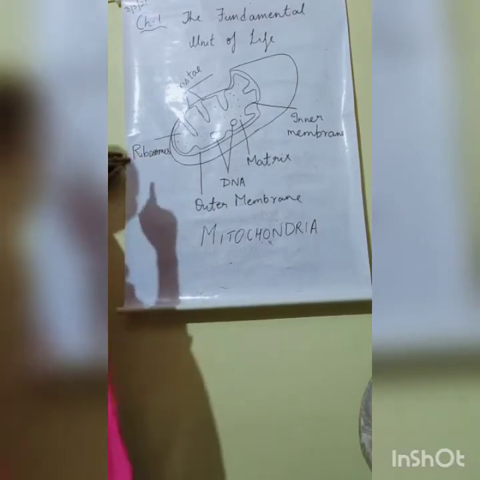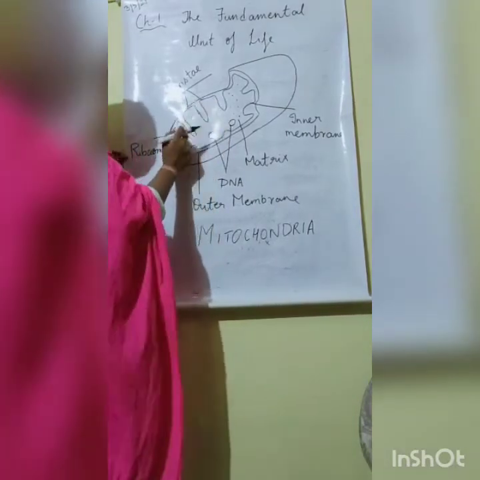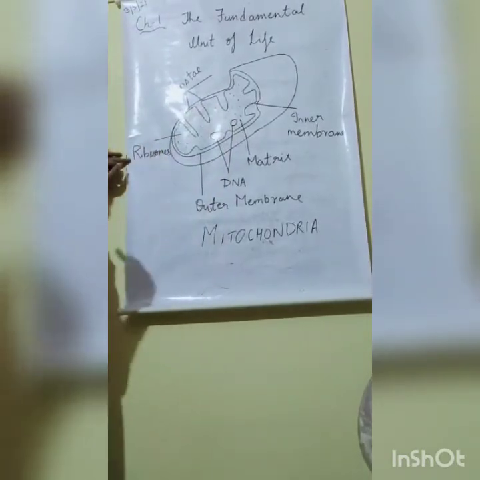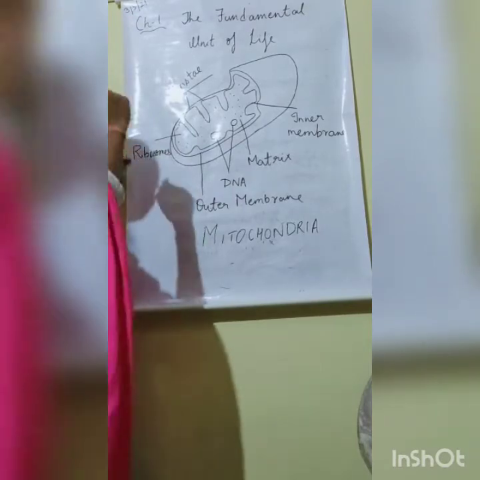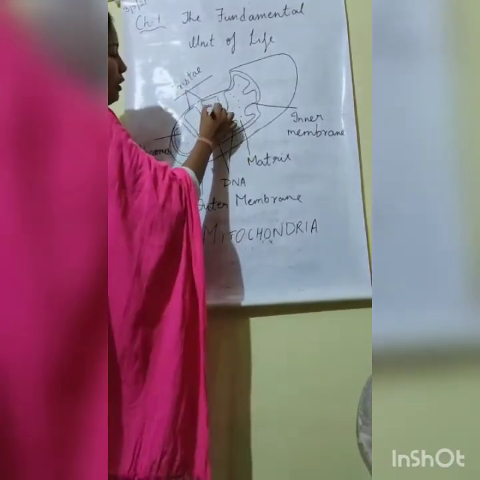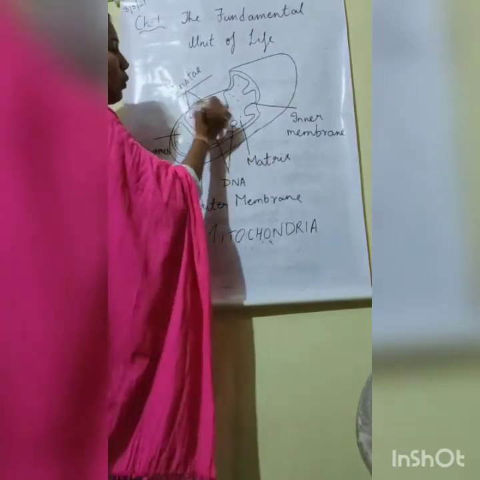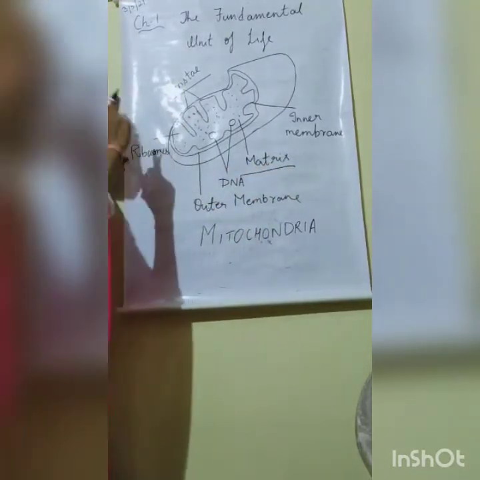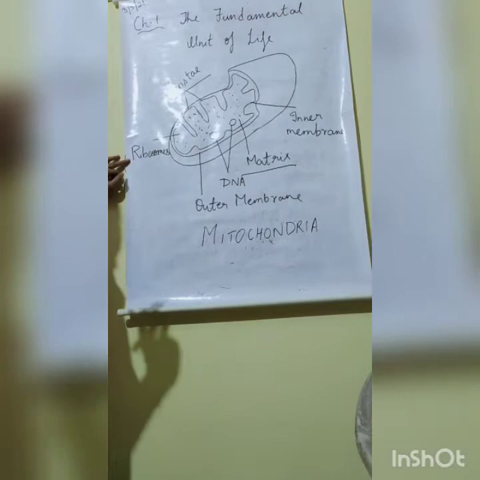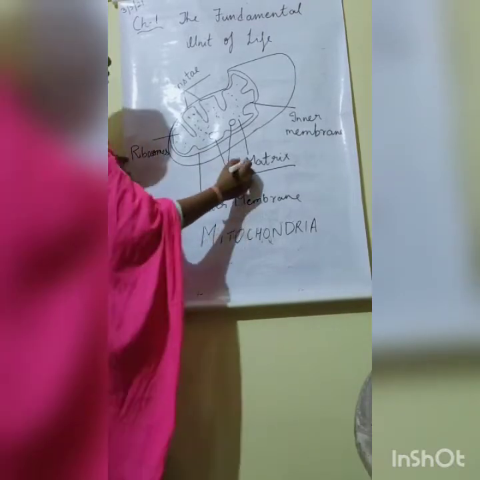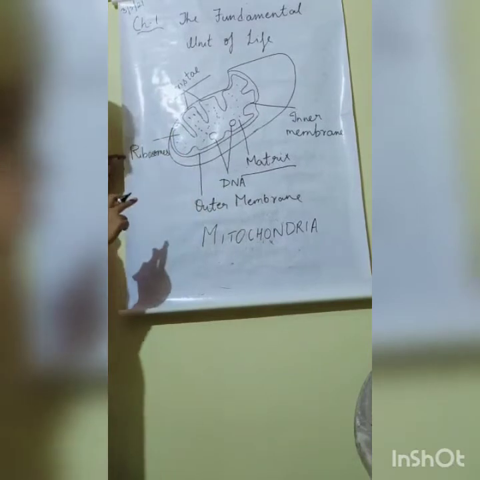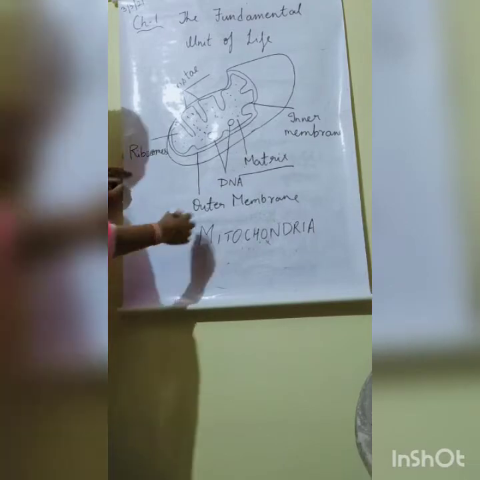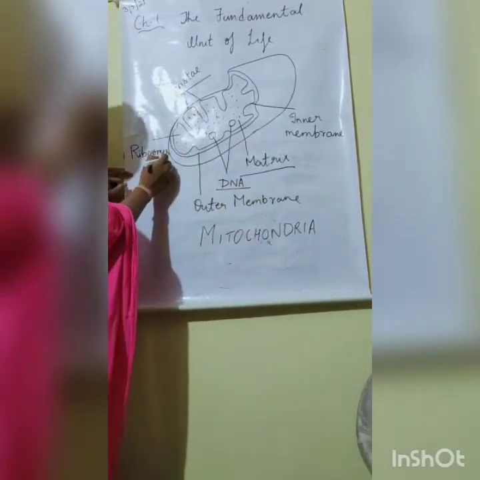Now the space between the cristae, the spaces present over here, is known as the inner chamber. It is filled with a dense fluid known as mitochondrial matrix. What does this dense fluid contain? It contains proteins, enzymes, lipids, ribosomes, RNA, and DNA.